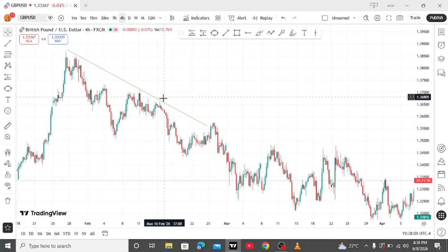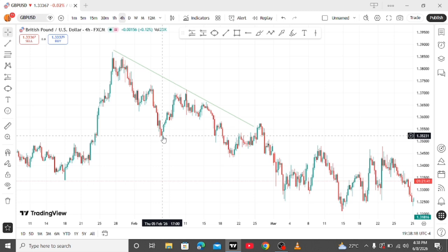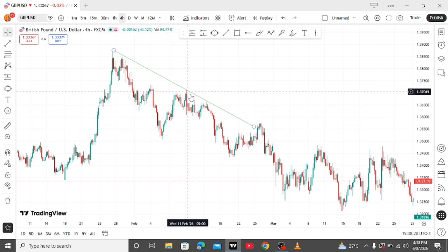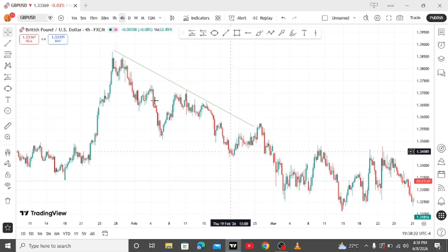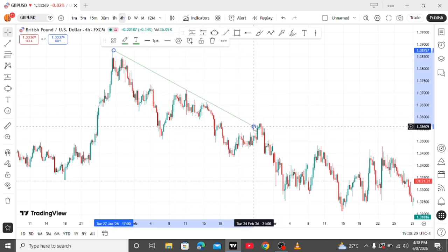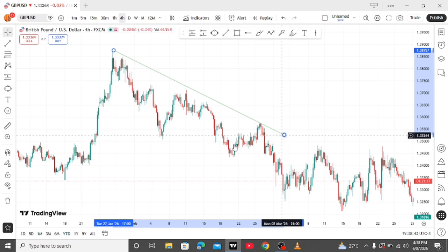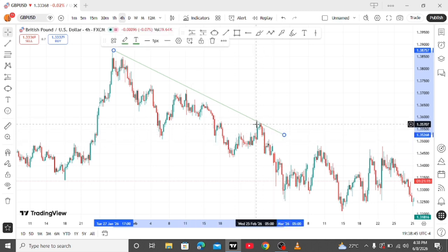So as you can see right here, the market came to this point, reversed, and then came again, reversed, and then this is where we drew our trend line and waited for the third touch. And the third touch came, but all we have to do is just adjust our trend line, and then this is our third touch of the trend line. So this is where we enter a sell position.